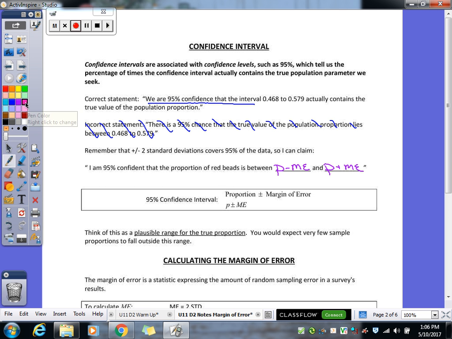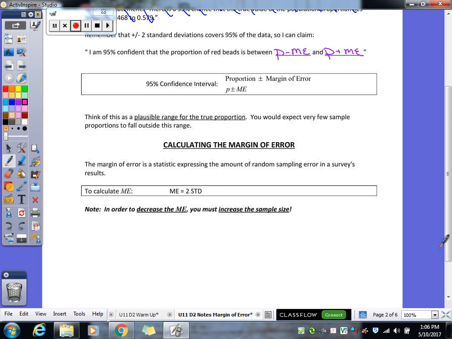Now there used to be this big huge formula that you would have to do to actually calculate your margin of error, but we don't have to do that anymore. All you have to remember is that your margin of error is 2 standard deviations. So with these problems, they're going to give you your standard deviation, and all you have to do is multiply it times 2 to figure out what your margin of error is going to be.